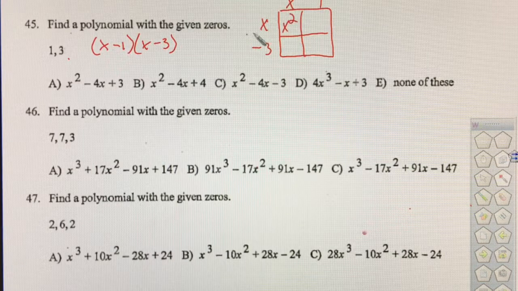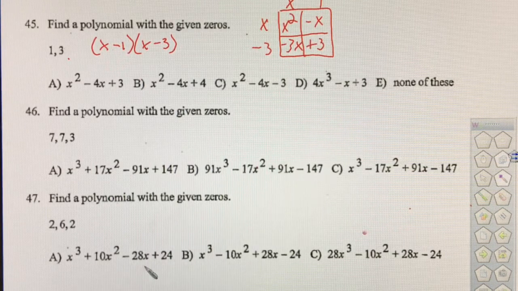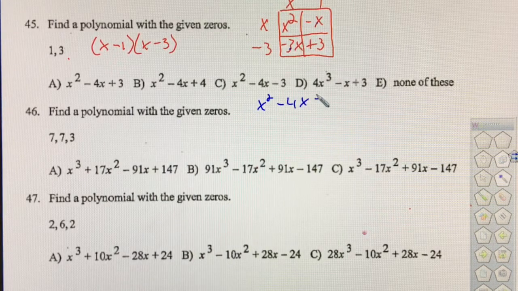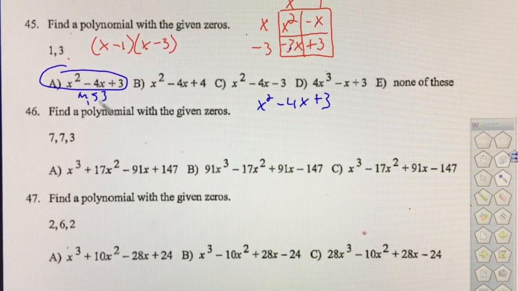So that's going to give me x squared minus x minus 3x plus 3. When I combine my terms, it's going to render me x squared minus 4x plus 3. And that's going to give me choice A. Now, if I wanted to, I can use mode 5 3 and test it. I would type in 1 equals, negative 4 equals, and 3 equals. And it would generate the answer 1, 3.